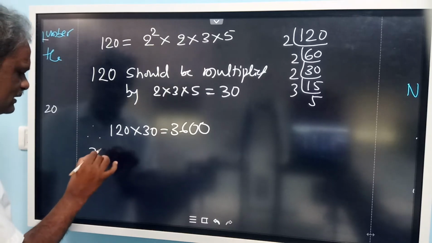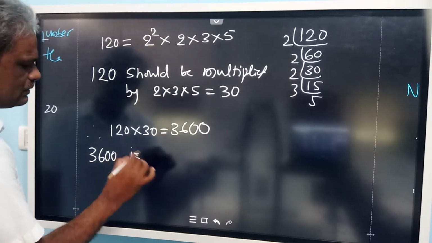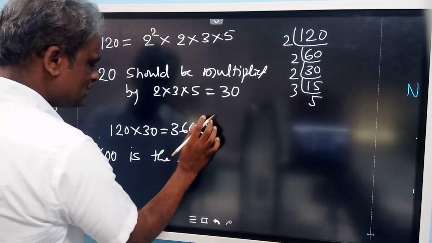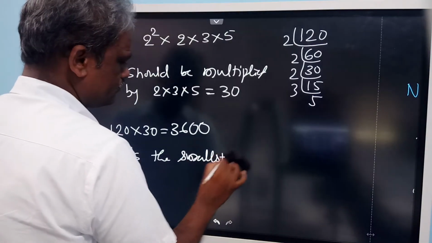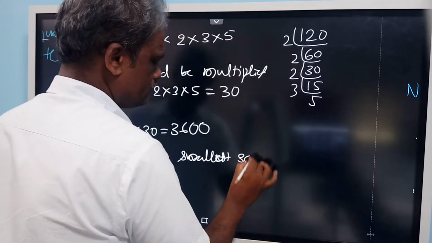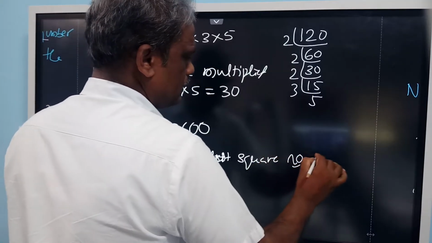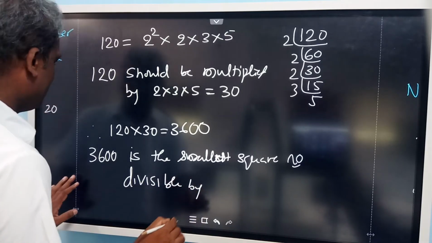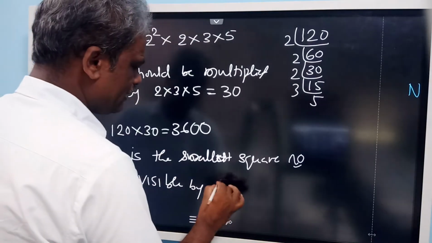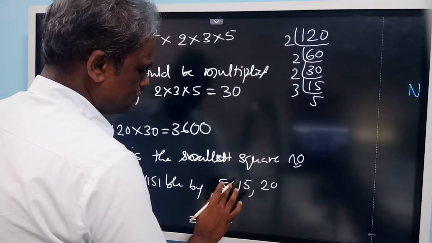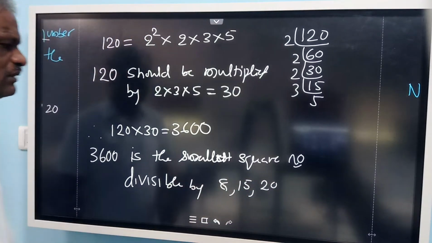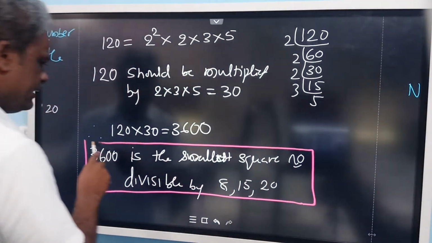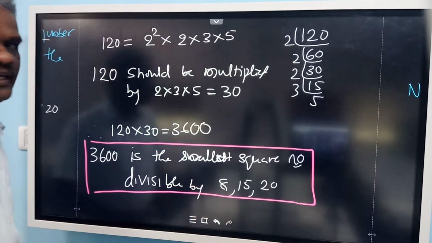Okay, now 3600 is the square number, smallest square number divisible by what are the three numbers? 8, 15 and 20. So this is a number, it is divisible by all the three of these numbers. 3600 is the smallest square number that is divisible by 8, divisible by 15 and divisible by 20.